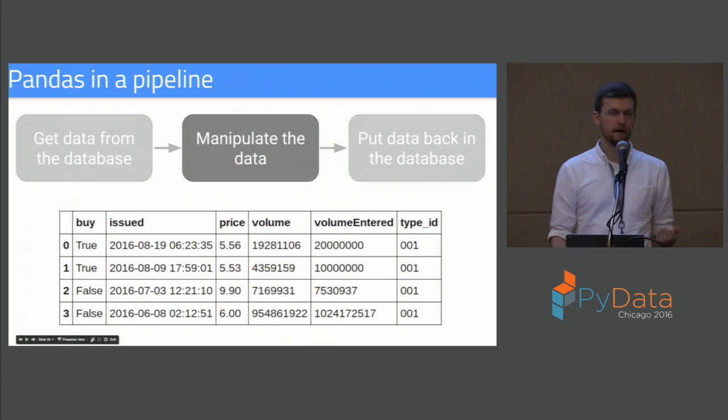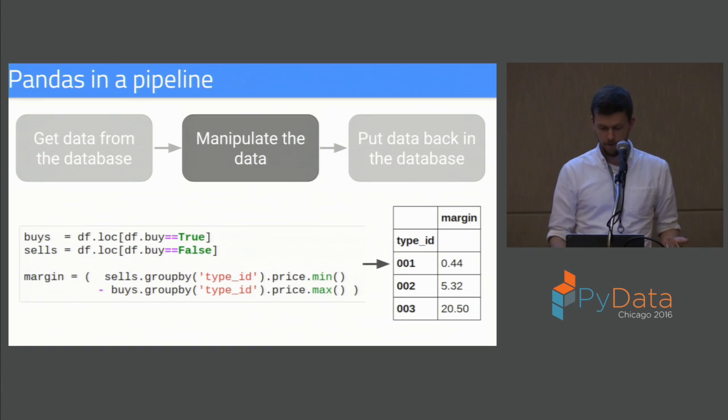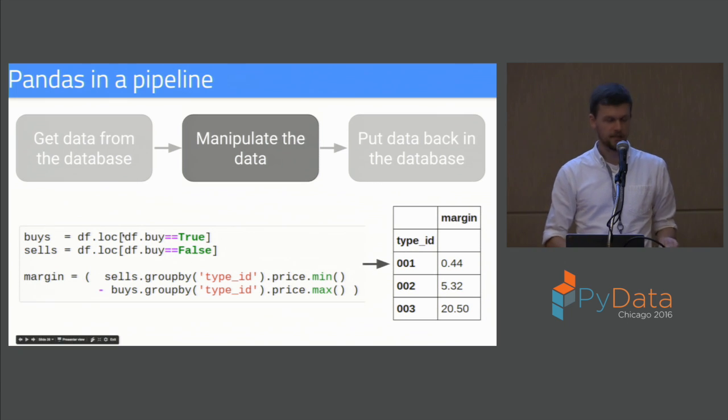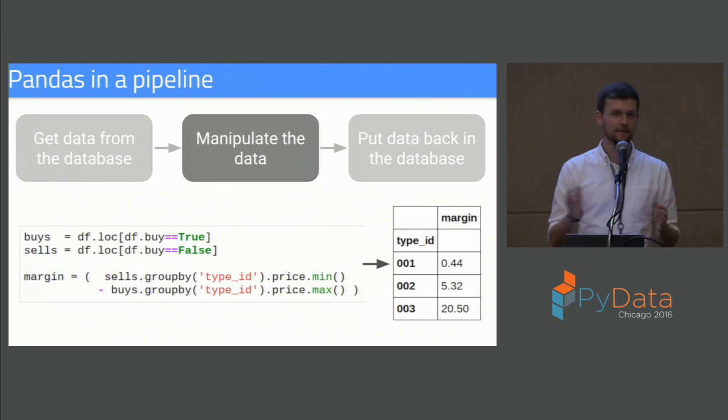And if I want to figure out, for example, the margin, this is a really simple example, but the point of it being so simple is to show how simple Pandas makes it to do this kind of thing. All I need to do is separate the buy and sell orders, group by the type ID, and then compare the max and min prices. This example is practically trivial, but that's the point. With Pandas, doing this is super duper easy.